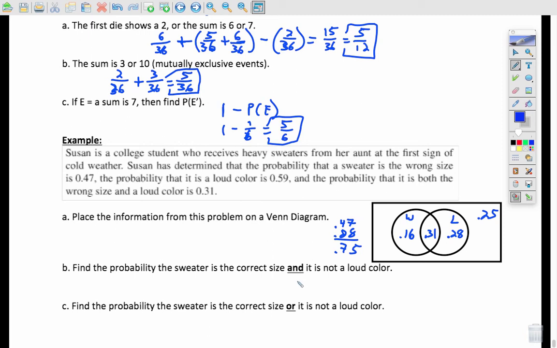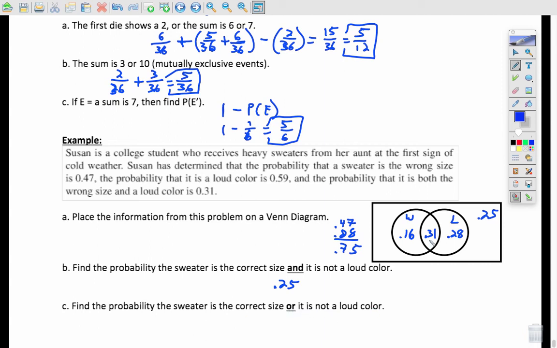All right, so now I'm supposed to find the probability that the sweater is the correct size and it is not a loud color. Okay, so that means it can't be the wrong size, so it's got to be outside of W. And it's also got to be outside of L because it won't be loud either. So I guess that satisfies everything that's out in the rectangle here. So the answer there is 0.25. Okay, now the fun part.